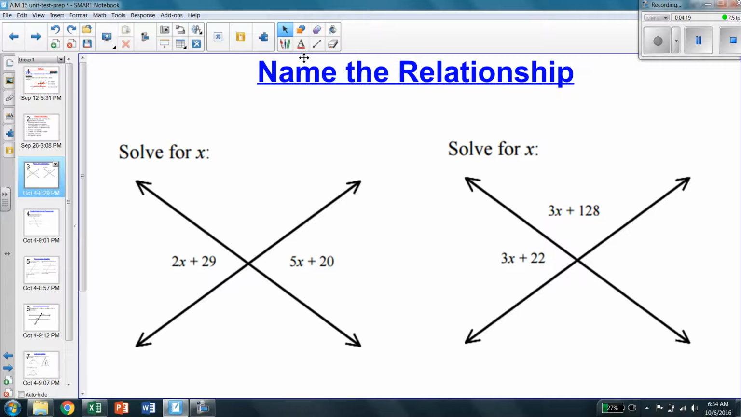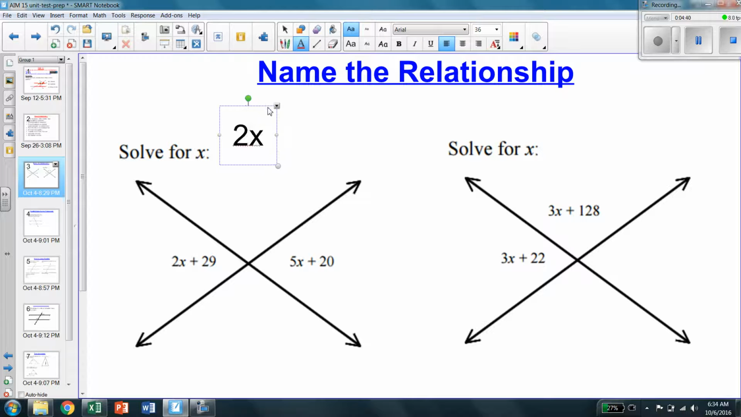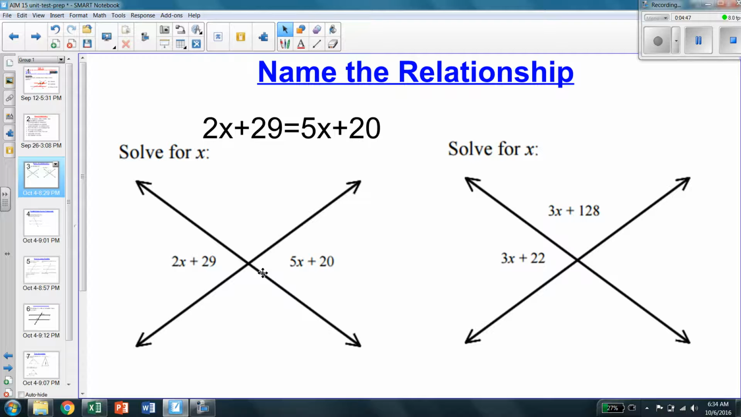Okay, let's warm up with a couple more. What is the relationship here? Well, we have two straight lines and angles on opposite sides. Those are vertical, and we know that vertical angles are equal to each other. So we need to show that algebraically. 2x plus 29 equals 5x plus 20. That's it. The geometry piece is that they're vertical angles and that they're congruent to each other. The algebra piece is actually setting it up and solving from there.